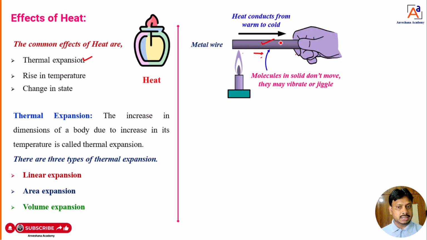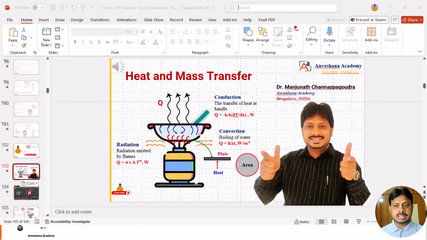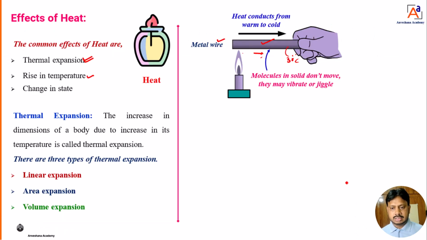You can take a metal rod, or you can take a metal wire. Some changes are going to happen in the metal rod or metal wire. Those changes may be thermal expansion, or a rise in temperature. Initially, if it is at ambient temperature, you can take 30 degrees Celsius. If you supply heat continuously, then what happens? That 30 degrees Celsius may become 50 degrees Celsius or 60 degrees Celsius, dear students.